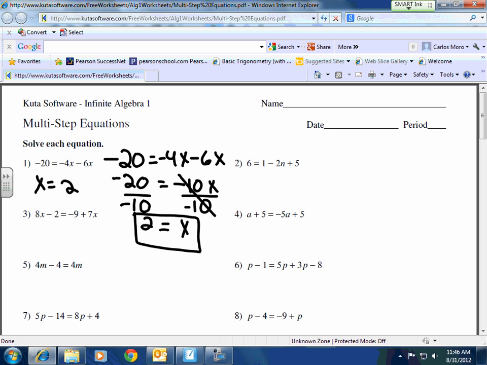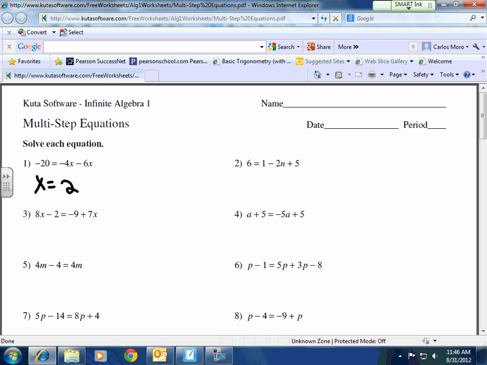Next. Go ahead, I'm going to just erase it. Okay, next. I got 6 equals 1 minus 2n plus 5. There's no distributive property. Next, like terms on both sides. Well, I got a 6 here, and then 1 plus 5, those are like terms, so that's 6 minus 2n. Now we're left with a two-step equation.